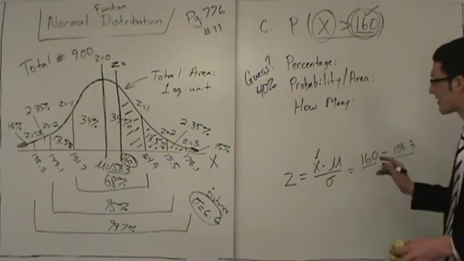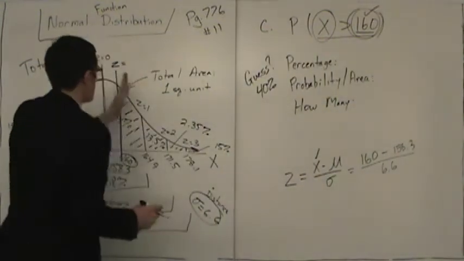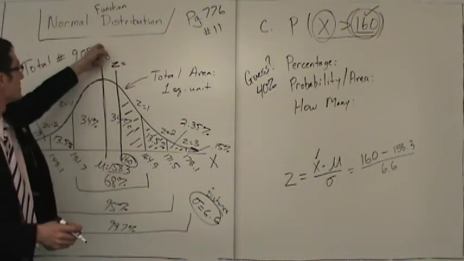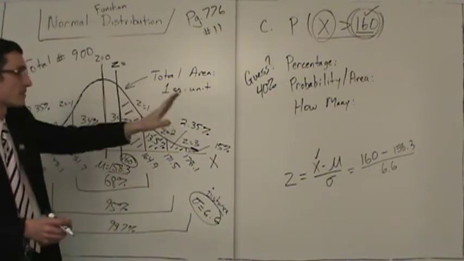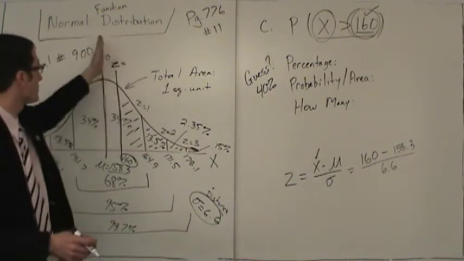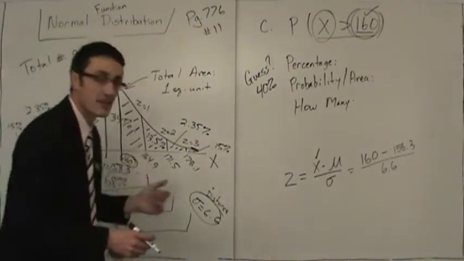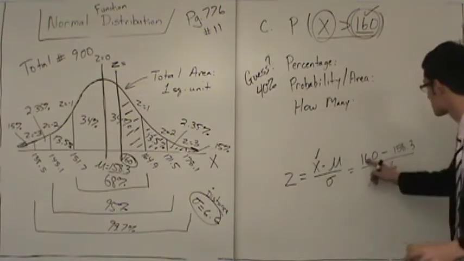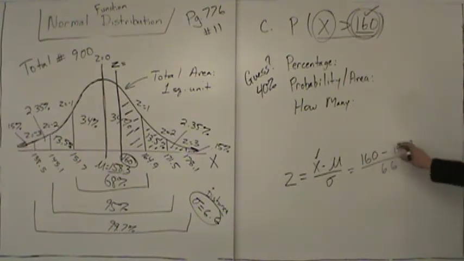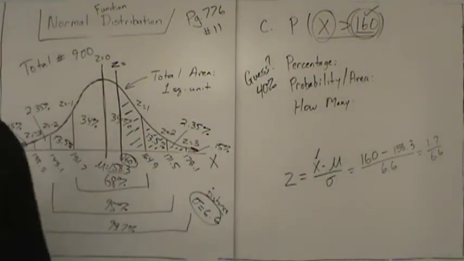Now again, what is our z-score supposed to be between? Our z-score is supposed to be between 0 and 1. So when we get done, our z-score should fall between 0 and 1, because our line is between 0 and 1 standard deviation to the right. So let's subtract first. Remember, subtract first. What do we get? 160 minus 158.3 is 1.7. Okay, so we have 1.7 over 6.6. This is somewhere around 0.25.